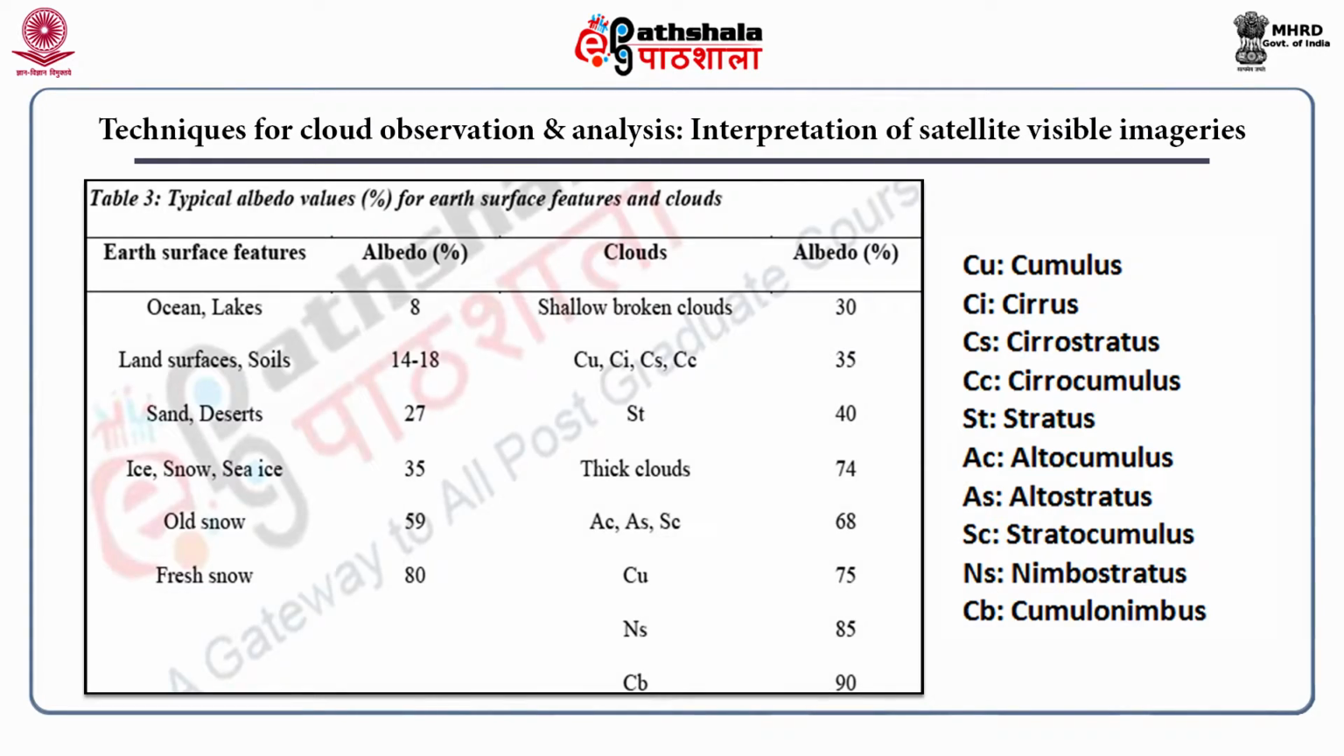This table contains some typical albedo values for Earth surface features and clouds. For example, ocean and lakes have the least albedo, about 8%, then somewhat higher, land surface and soil have about 14 to 18%, sand or desert about 27%. If you take snow, in case of old snow it is about 60%, for fresh snow it is a little bit higher, about 80%. For shallow broken clouds it is about 30%, and if the cloud is thick then it goes above 70%. For deep cumulonimbus clouds, the albedo may be about 90%.